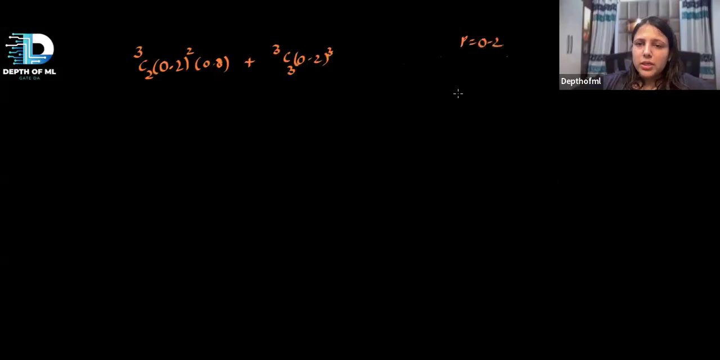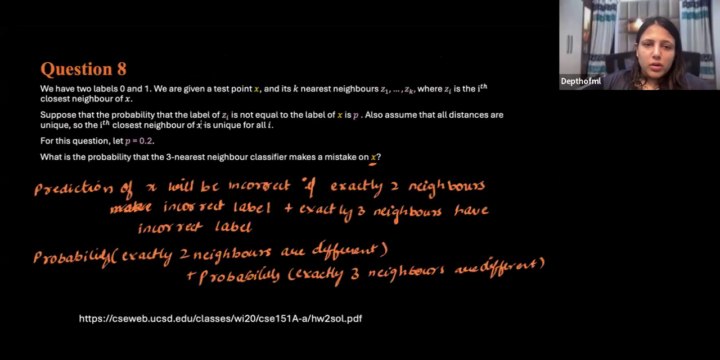So what is the probability exactly 2 neighbors are incorrect? So there will be 3C2. Two neighbors are incorrect, as in the label is not the same as X's label. So there are 2 neighbors which don't have the correct prediction, and there'll be just one neighbor which has the correct prediction. And exactly 3 will be 3C3, so all of them have the incorrect prediction or the different label. So we were given that p is equal to 0.2, the probability that the label Zi is not equal to the label of X.